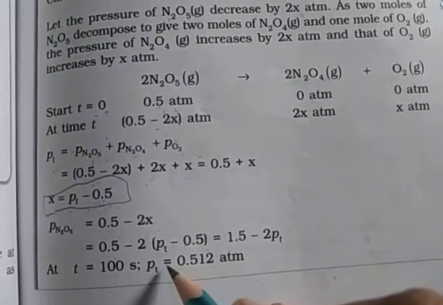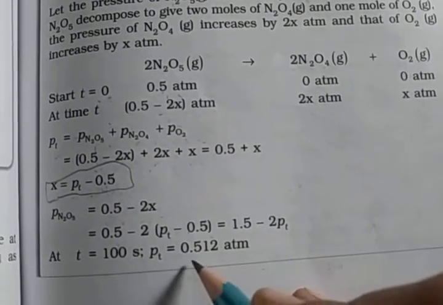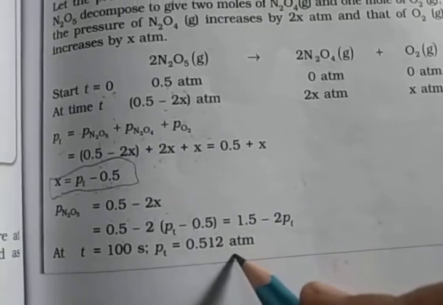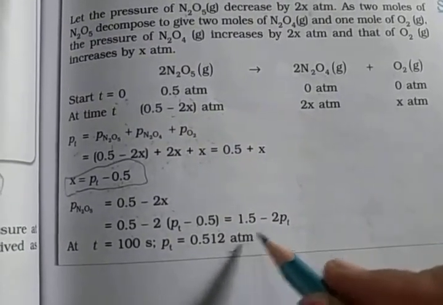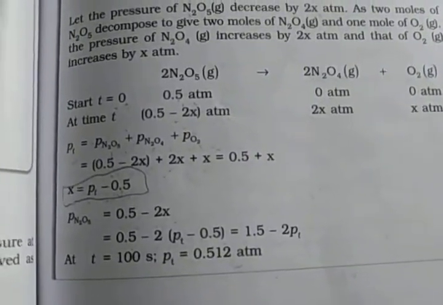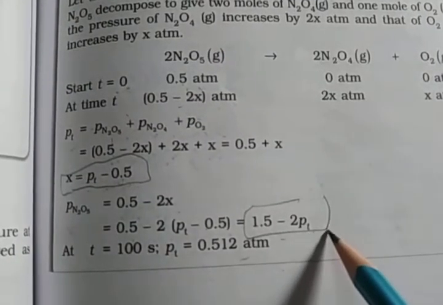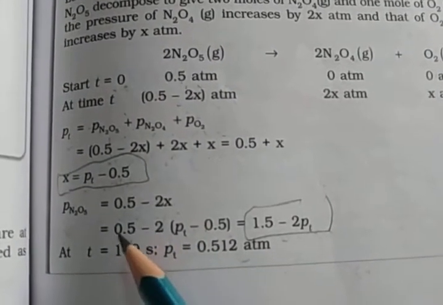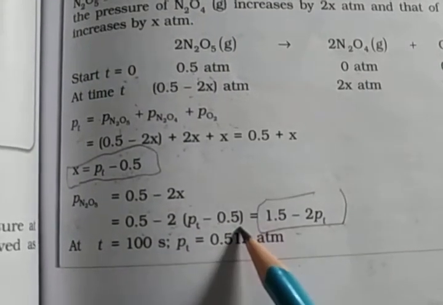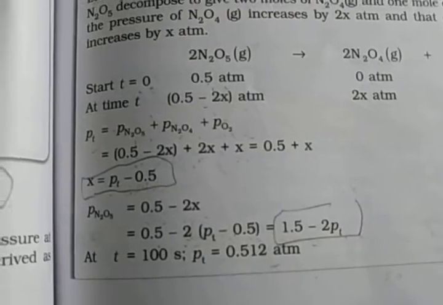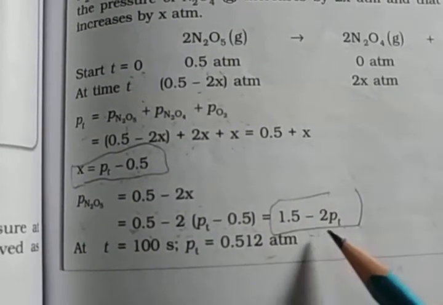So calculate. This is the value of PN2O5: 1.5 minus 2Pt, because we multiply. Clear? 0.5 minus 2Pt, minus times minus gives plus, and 2 multiplied by 0.5 is 1.0. Then 1.0 plus 0.5 is 1.5. So 1.5 minus 2Pt.